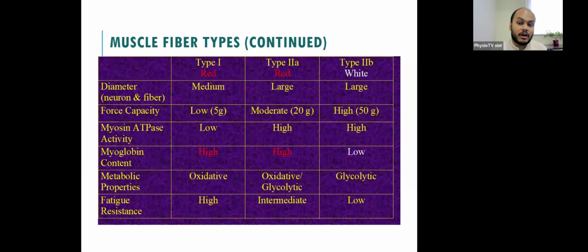So they will not get fatigued easily. I'm talking about the slow muscle fibers. The fast and the intermediate fibers have low fatigability, so they are the ones who will get fatigued early.